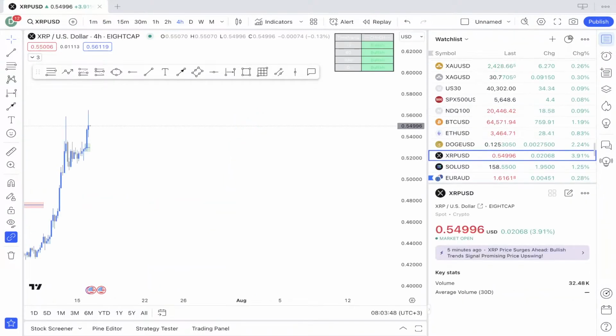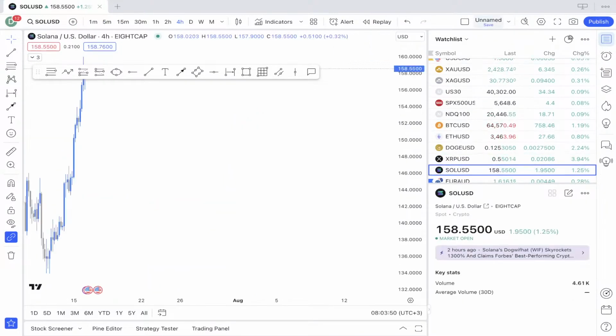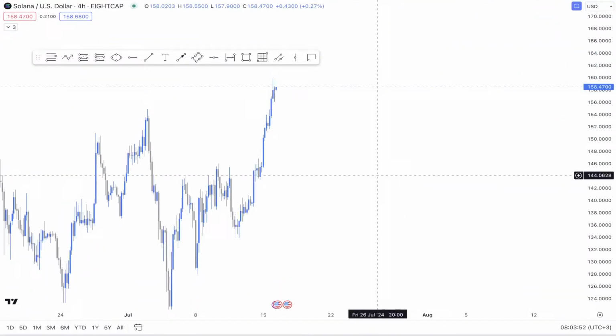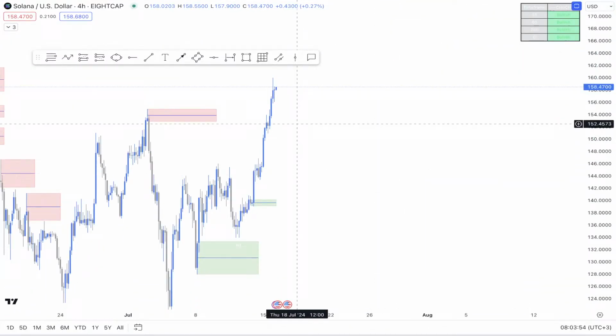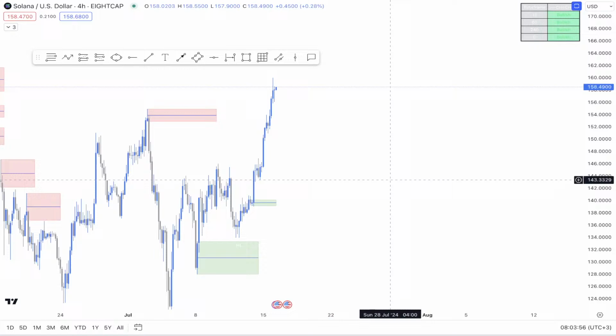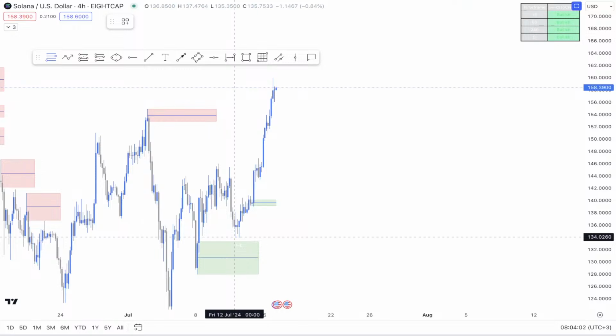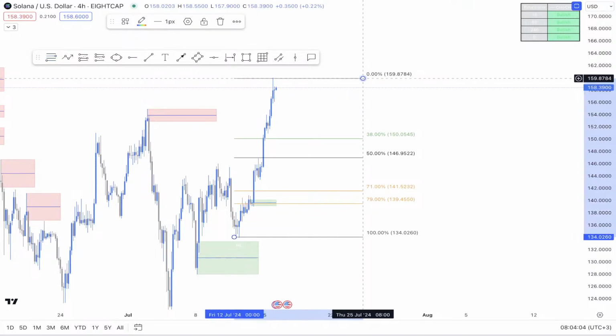And lastly, we have Solana, where once again, although things look bullish, up here I wasn't able to identify a bullish range because there was no pullback. The only valid bullish range would be this one from here, and in my opinion it is too big of a range for us to take.